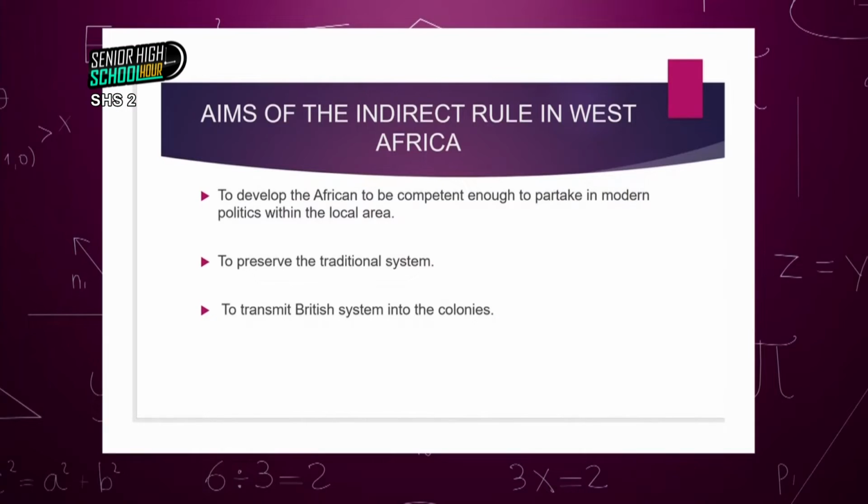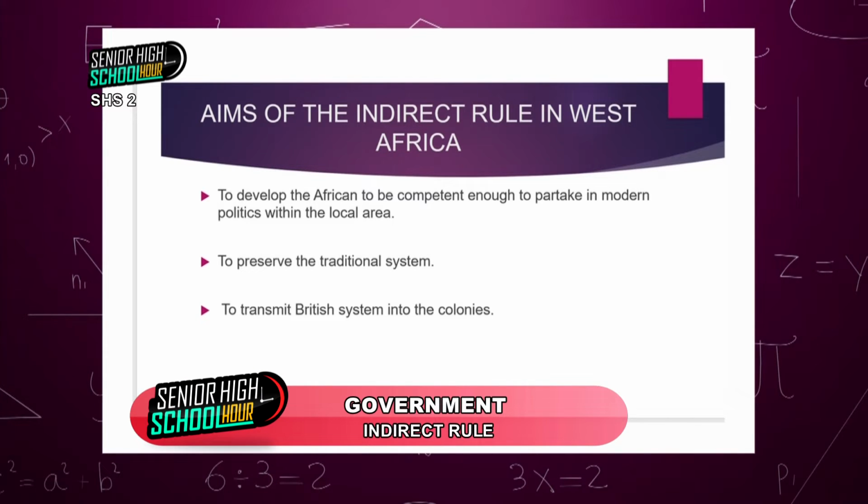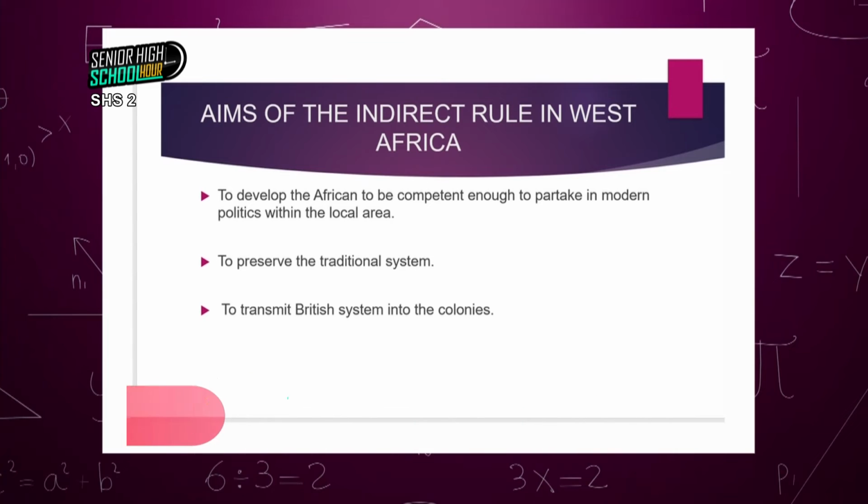Then, it was also to preserve the traditional system. What it meant was that they didn't want to do away with the traditional systems we had in place. All they wanted to do was only to use it, but not to destroy it. So at the end of the day, they wanted to make sure that our traditional political systems were still intact. But then they would have done what they wanted to do, or they would have ruled the people as they saw fit. The next reason why they came in with the indirect rule was to transmit British systems into the colonies, such that we were going to see the British colonial government and its system of rule in our system as well.